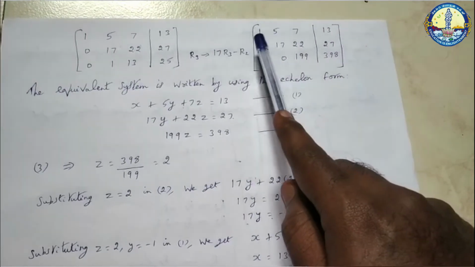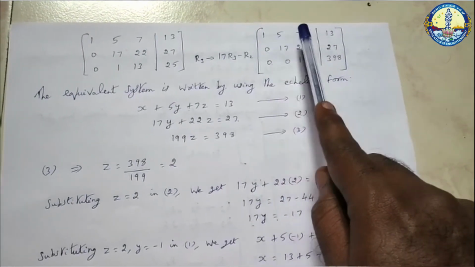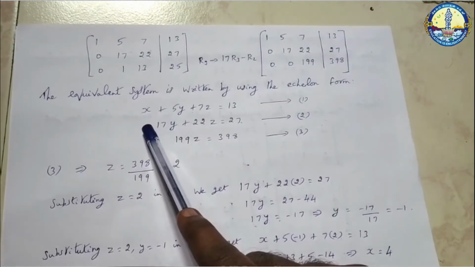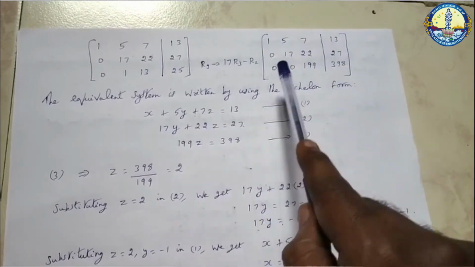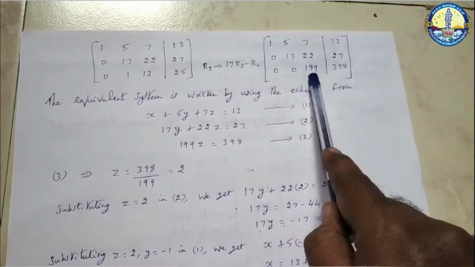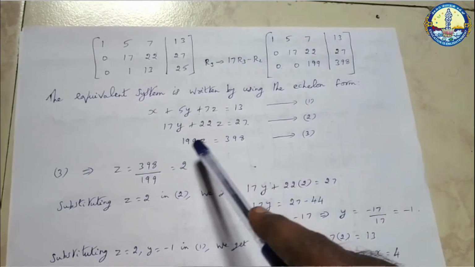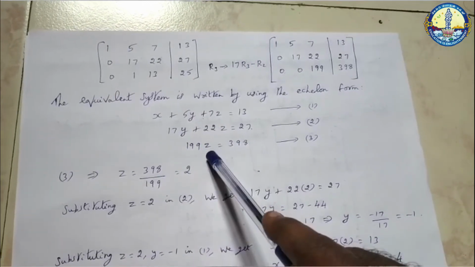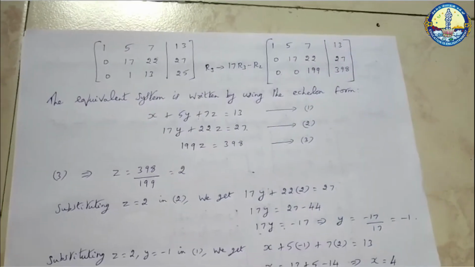Write the equations in x, y, z. That is 1x plus 5y plus 7z equals 13. 0x, so no need to mention x in the second equation: 17y plus 22z equals 27. Then 0x plus 0y plus 199z equals 398. Back substitution means we start from equation 3: 199z equals 398, so z equals 398 by 199, which is 2.